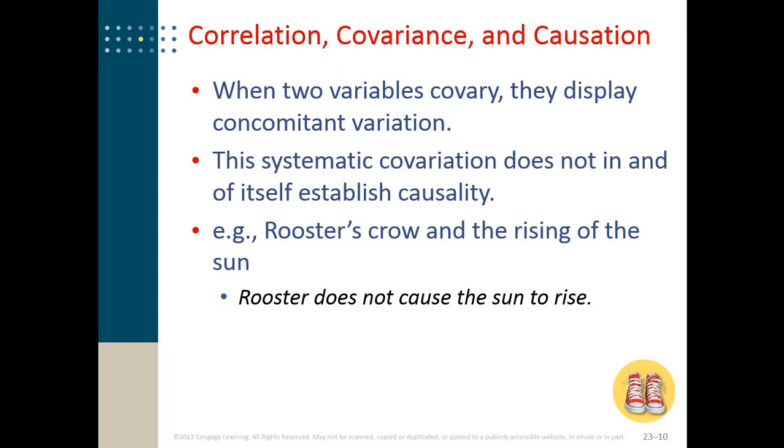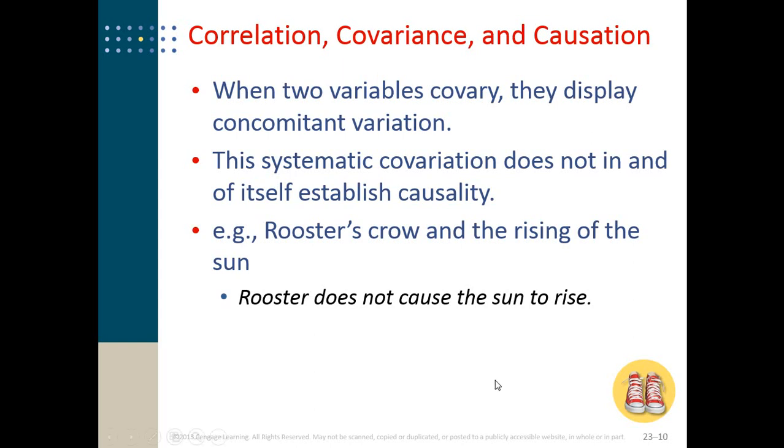We need to make sure of one point: correlation or covariance indicates that two variables covary. That means if x changes, y changes. But it does not mean that there is a causal relationship. That means x changes, y changes, that's a correlation, but it does not mean that the y change is actually caused by the x change. So correlation is not necessarily an indication of causation.